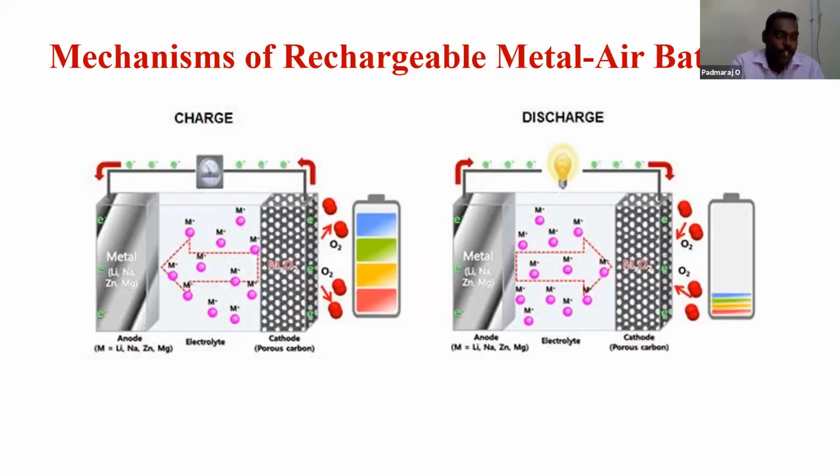Air electrode configuration is a separate topic in metal-air batteries. Electrolyte is separate research, and anode modification is separate. So many issues are there. We have to overcome all the issues to make metal-air batteries commercial for electric vehicle application.